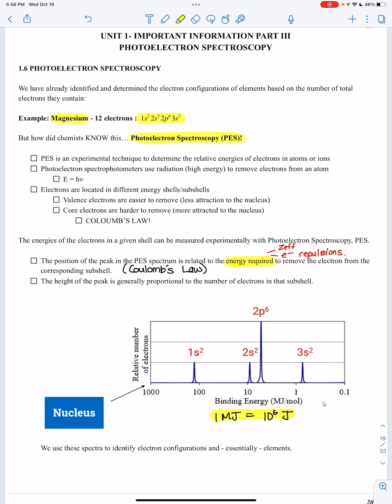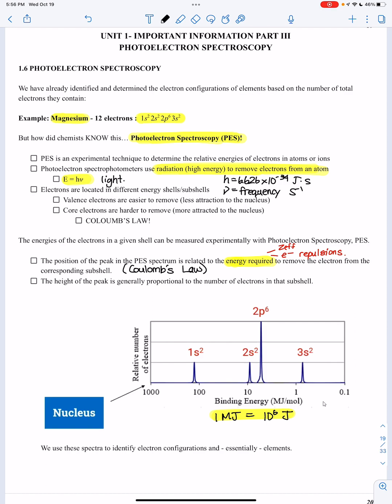So what is photoelectron spectroscopy? Well, energy is hit onto atoms. It's an experimental technique to determine the relative energies of electrons in atoms. We use high energy radiation to remove electrons from an atom, right? So E equals h nu. Remember this equation: h is equal to 6.626 times 10 to the minus 34 joules times second. Nu is the frequency, typically in per seconds. That's going to be the frequency of light.